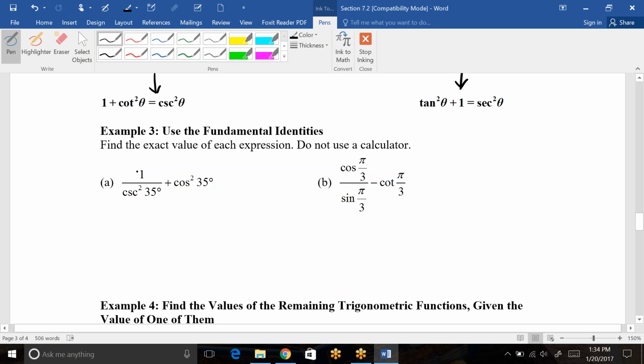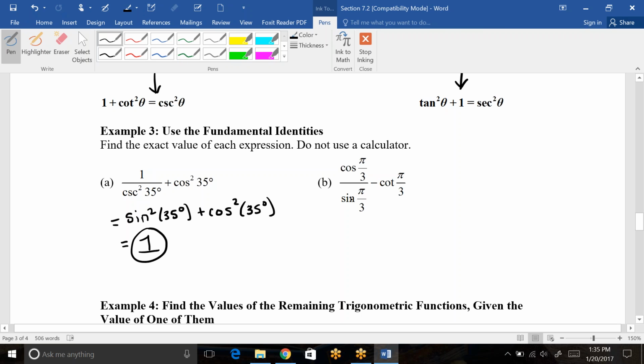I like to change things back to sine or cosine or tangent if I can. So cosecant, remember, is the reciprocal of sine. So this would actually become sine squared of 35 degrees plus cosine squared of 35 degrees. And the 35 degrees now doesn't matter at all, because anytime we have sine squared plus cosine squared, we just learned that that equals 1. So no matter what these degrees were, the ratios attached to these, squared and added together, will always equal 1.